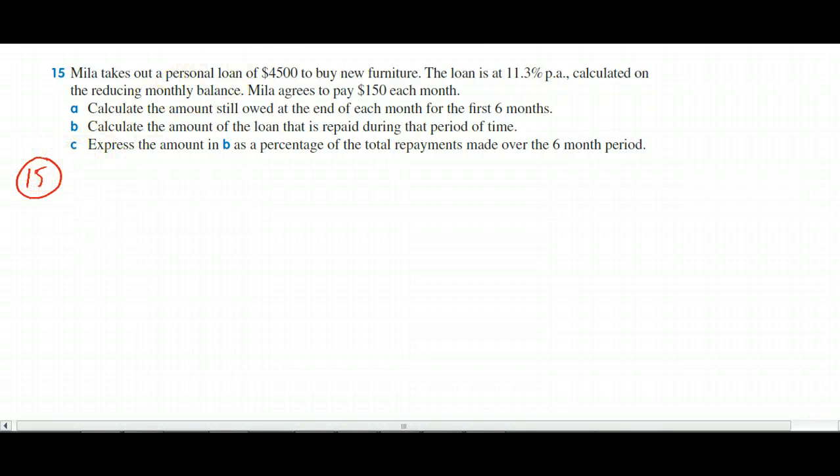Mila takes out a personal loan of $4,500 to buy new furniture. The loan is 11.3% per annum, calculated on the reducing monthly balance. Mila agrees to pay $150 each month. Calculate the amount still owed at the end of each month for the first 6 months.